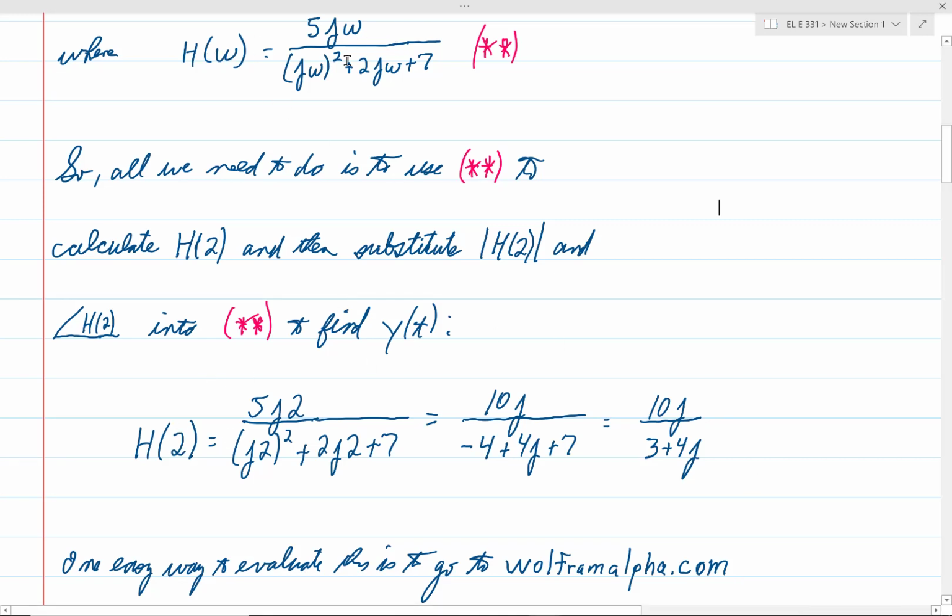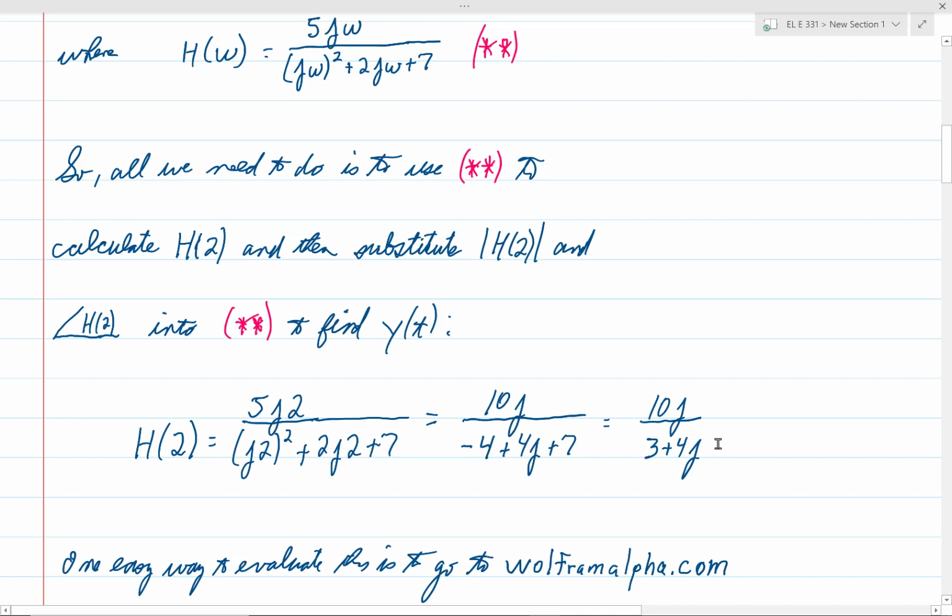Again, this is the general formula for h of omega, but we're looking in particular for h of 2. So we stick in 2 for omega everywhere in this equation, and we get h of 2 is equal to 5 times j times 2 over j times 2 quantity squared plus 2 times j times 2 plus 7. So this is 10j over, when we square 2j, we get minus 4. And 2 times j times 2 is 4j, and then we bring over the 7, and of course 7 minus 4 is 3, so we have 10j over 3 plus 4j.